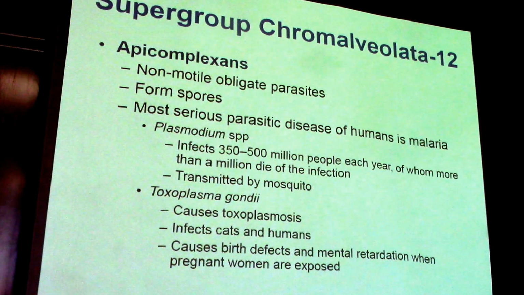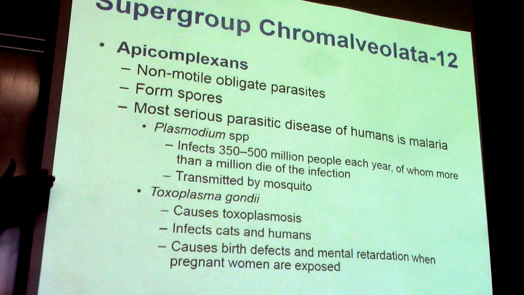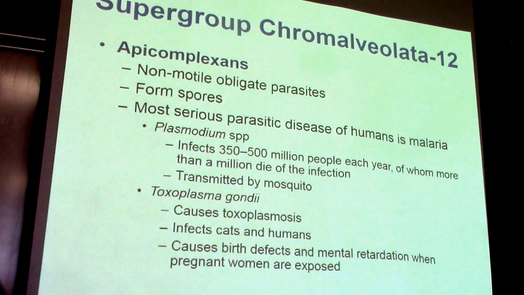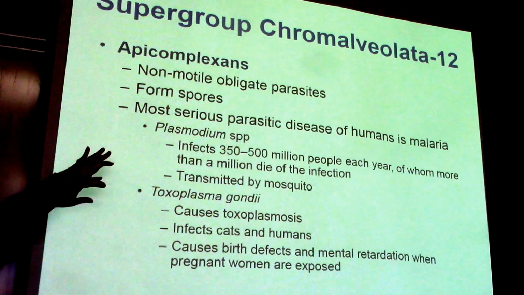One other subgroup of this supergroup is epicomplexans. Epicomplexans are non-motile obligate parasites. They are strictly parasites, like Plasmodium. Plasmodium is very well known, because Plasmodium causes malaria. And there are many other family members of Plasmodium as well.